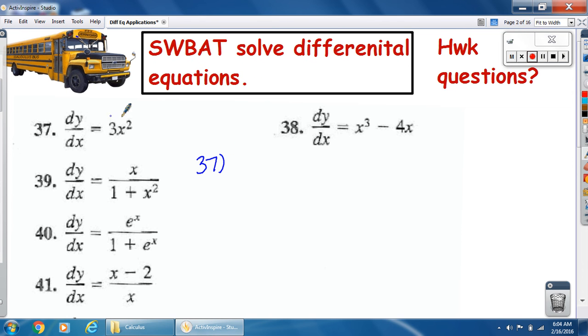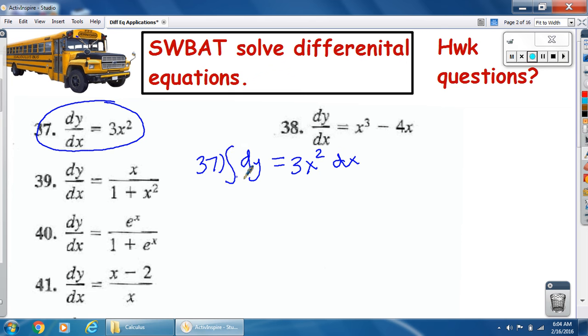Remember, when you're solving a differential equation, the steps are: separate, number one. So the first thing I'm going to do is separate the variables by multiplying dx to both sides. And so when I multiply both sides of the equation by dx, I will get 3x squared dx on the left-hand side. Step 2 is to integrate. So we separated, and now we're going to integrate.